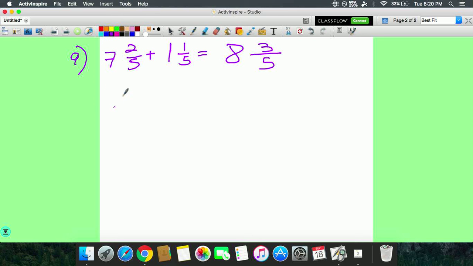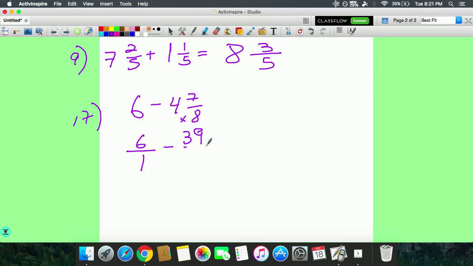So let me pick a different one. Let me pick number 17, which is 6 minus 4 and 7/8, right? So you got a lot of options here to do. One of the things you can do here, let's change this to a mixed number. So 6 is 6 over 1. Remember, I can rewrite that like that. Minus, and this one becomes 8 times 4 is 32. Plus 7 is, this becomes 39 over 7.